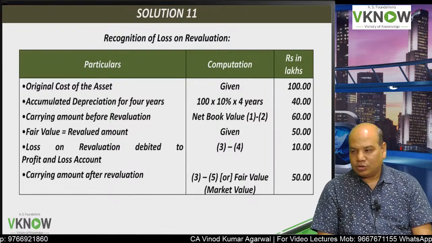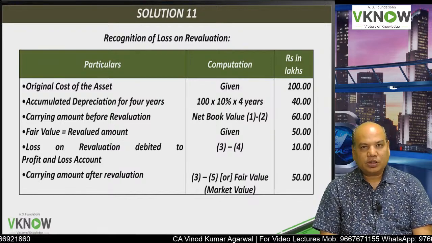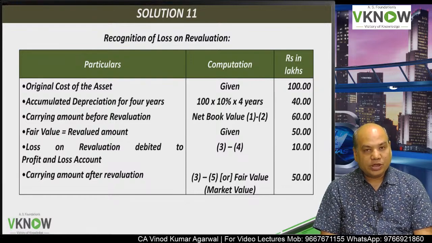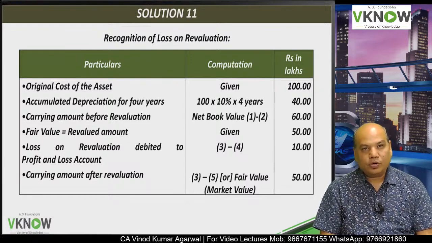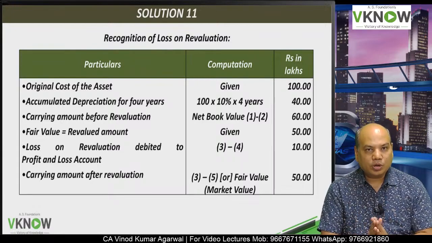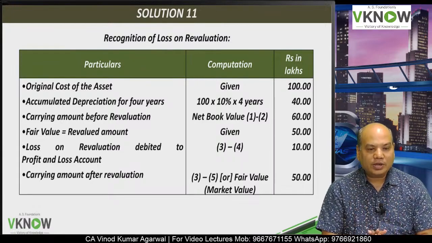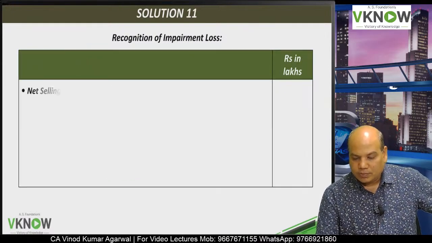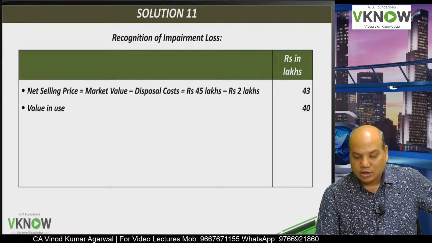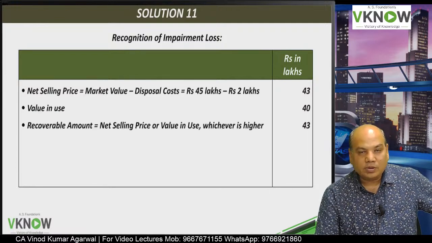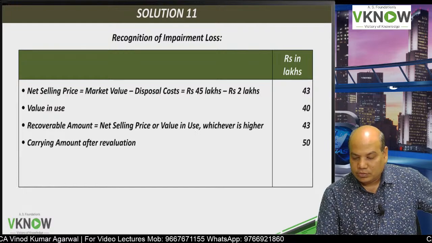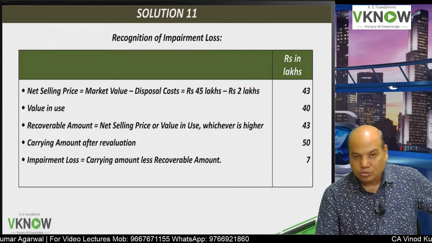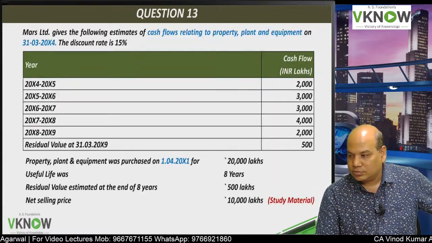Our book has been very thoughtfully designed for the benefit of the student, and if you rely on our book also, it will be enough. So follow the lectures, follow the book, revise the book 2-3 times and you will get very good results. After computing the revised carrying amount, find out the recoverable amount which is 43, compare it with the carrying amount after revaluation 50, and you get an impairment loss of 7.